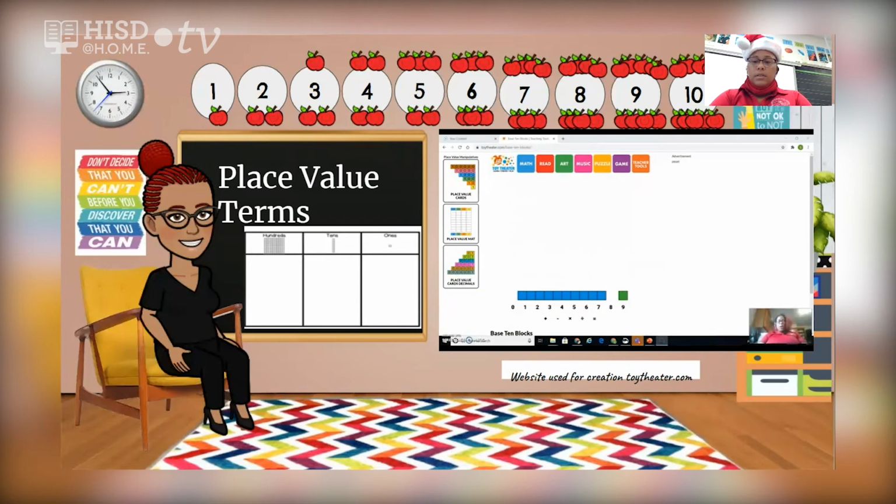Here we see one green square. That square is representing ones. For each square, it means there is one. So here we have 1, 2, 3, 4, 5, count with me, 6, 7, 8, 9, 10. We took 10 ones and placed them together.